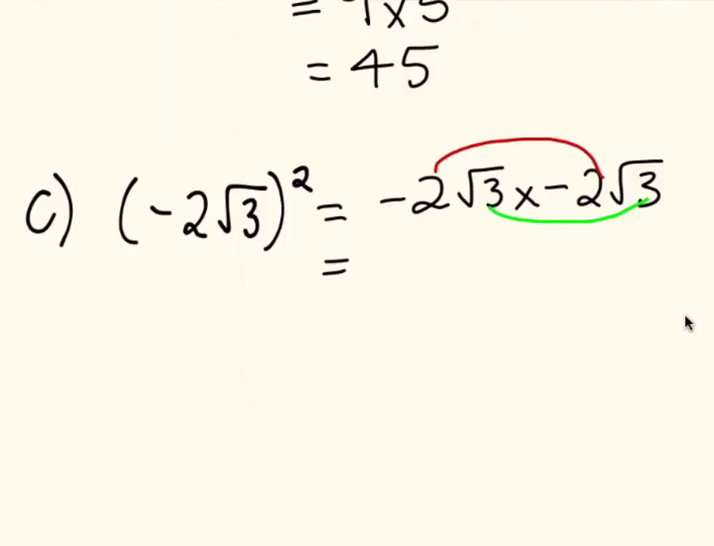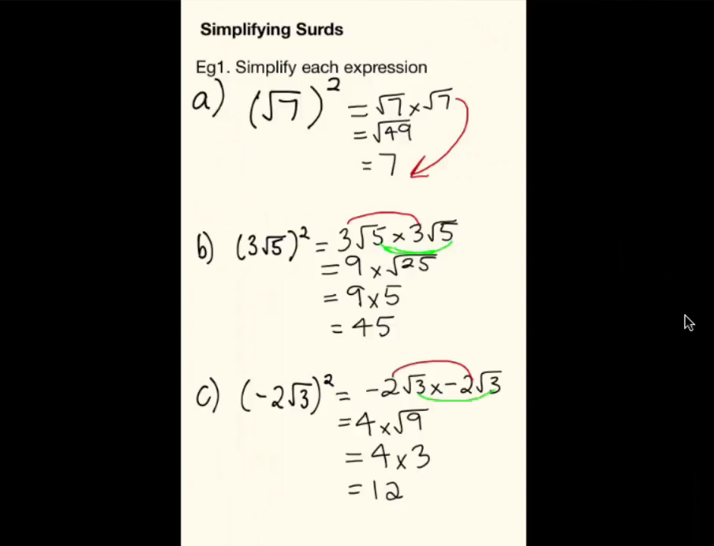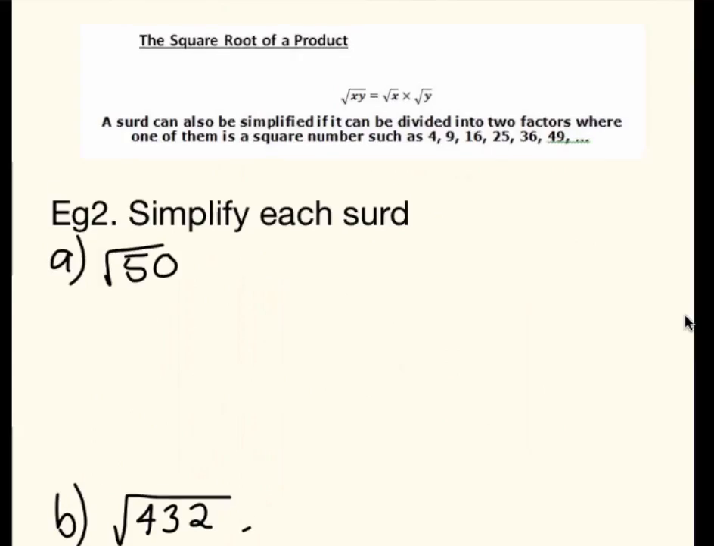Okay, so minus 2 times minus 2 gives 4. Positive 4, remember a negative times a negative gives a positive. Then root 3 times root 3 gives square root of 9. You can do this a lot quicker if you want to. So 4 times 3, and that will give me 12. So that's a final explanation of those 3 examples in there, and of course they're about to get a little bit trickier. Okay, the square root of a product.